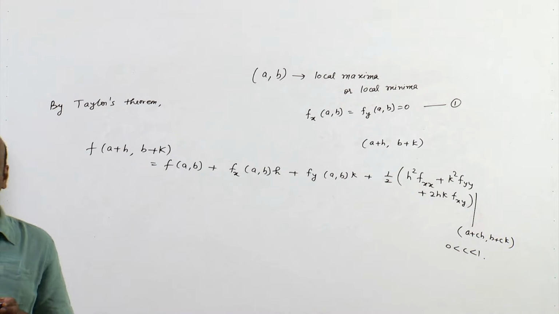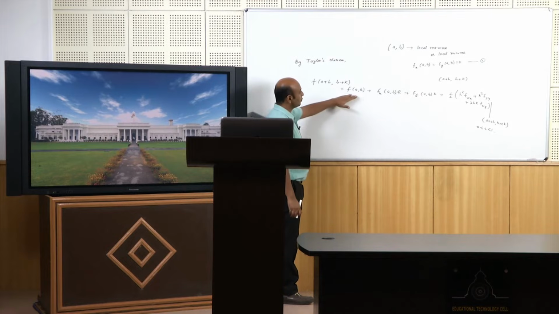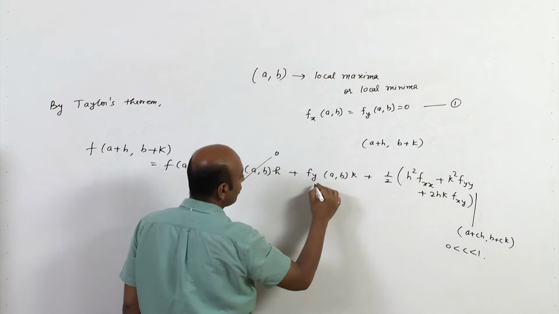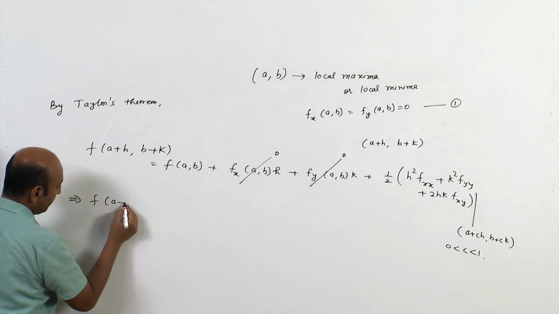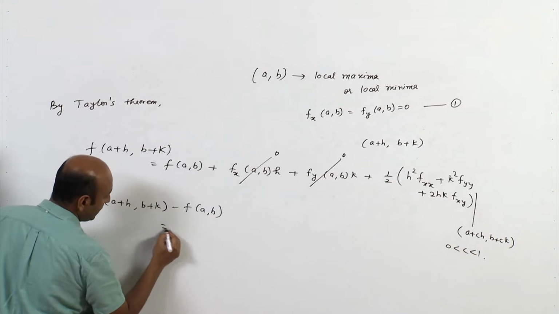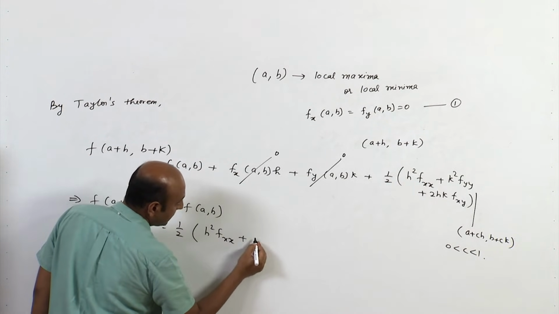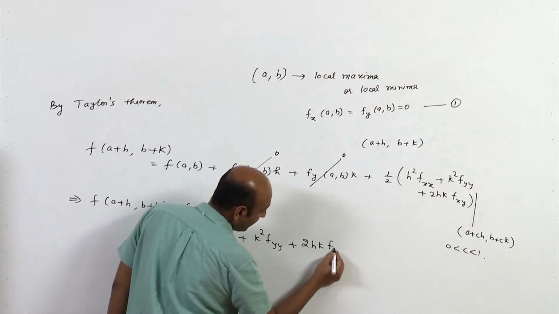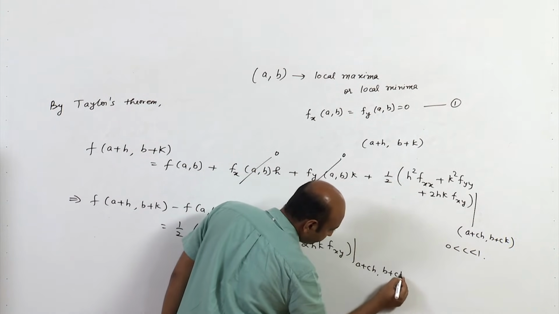So, this is by the Taylor's theorem of two variable functions. So, f of a plus h, b plus k is equal to this result. Now, this is 0 because this point is a point of local maxima and local minima, and this is also 0. So, what we obtain from here? This implies f of a plus h, b plus k minus f of a, b will be equal to 1 by 2 [h square f x x plus k square f y y plus 2 h k f x y] at a plus c h and b plus c k.